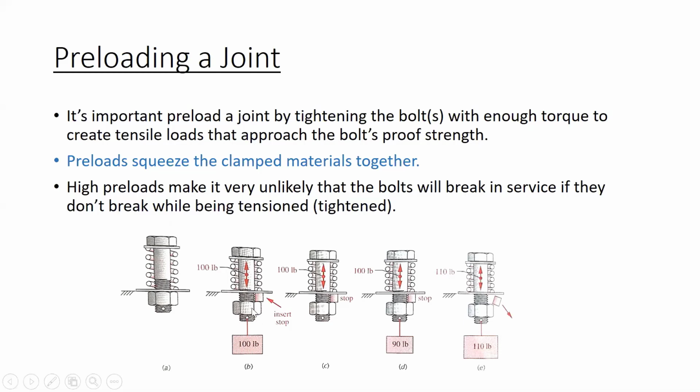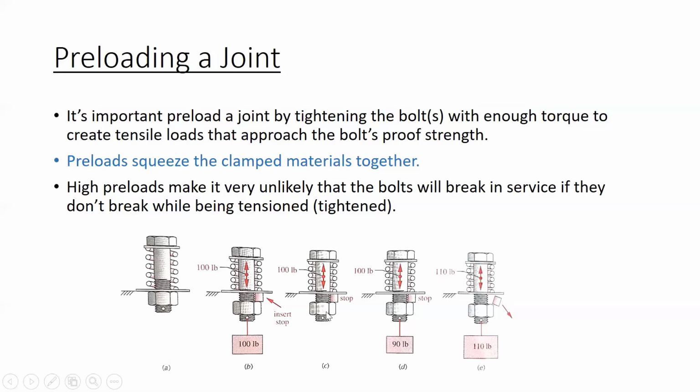So in B, let's say that we grabbed the nut and pulled it down with 100 pounds and we stuck a piece of scrap metal between the nut and the ground plane to serve as a stop. This is what B is showing. So the bolt is tensioned here. It's being pulled out and it now has 100 pounds of tensile preload in it, and the spring has 100 pounds of compressive preload. So we want that squeezing of the material together.